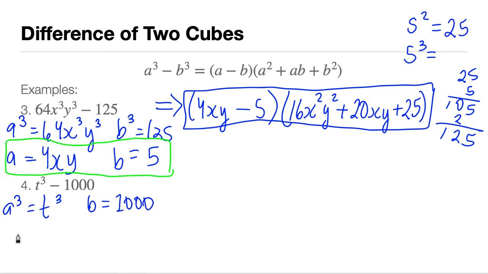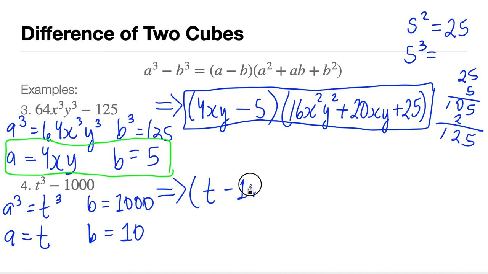Okay, so what is the cube root of t cubed? So pretty much that's just t. What's the cube root of 1000? So that's 10. Okay, 10 squared is 100, so 10 cubed is 1000. So following the formula given here, a minus b, that's t minus 10.